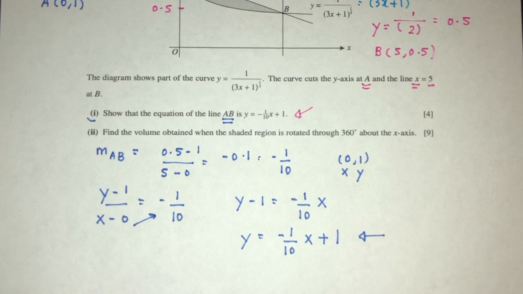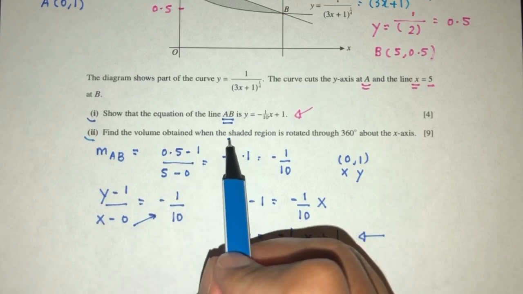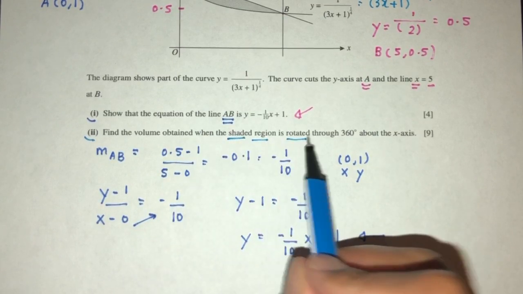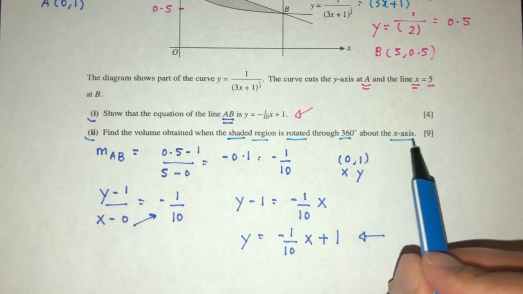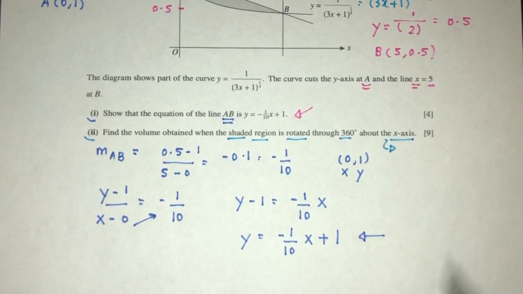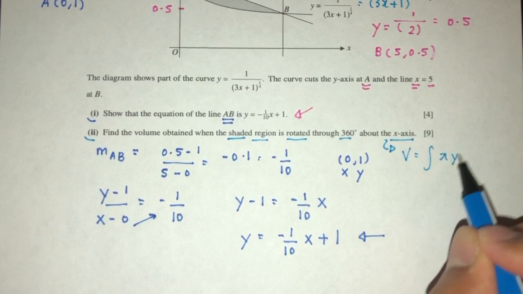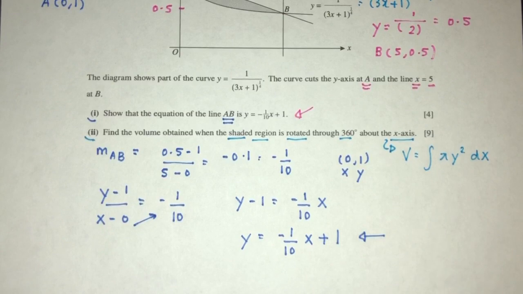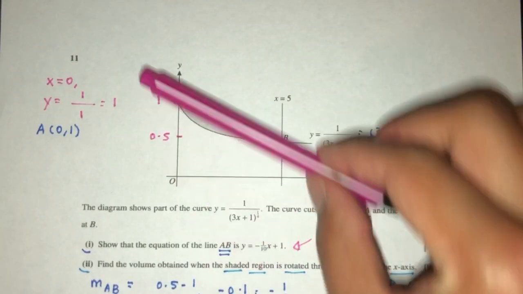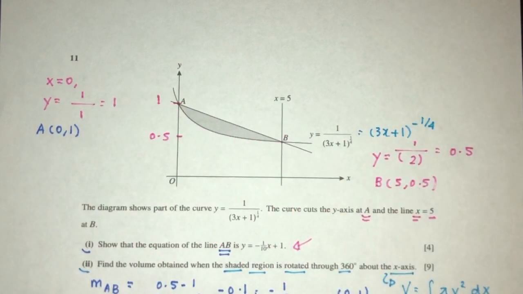Okay, great. Now what else? Here we have to find the volume obtained when the shaded region is rotated through 360 degrees about the x-axis. We know the rotation about the x-axis is found by using the formula integration of y squared dx. But since we have two parts, you can see we have this line on top and the curve at the bottom, so we have to combine them together.